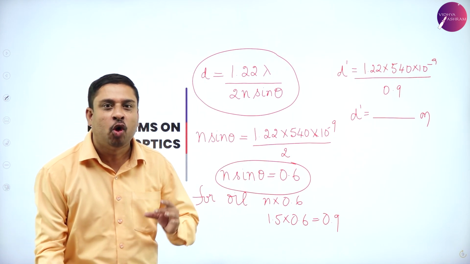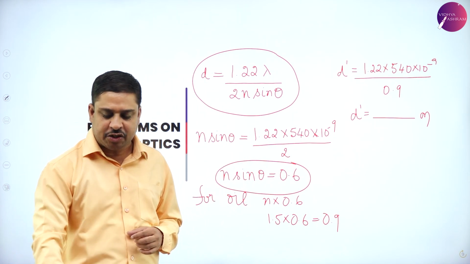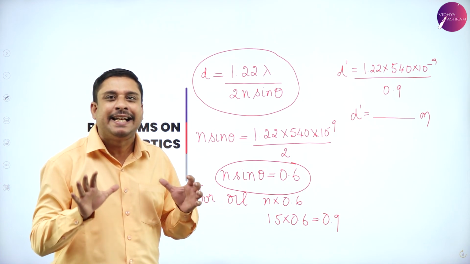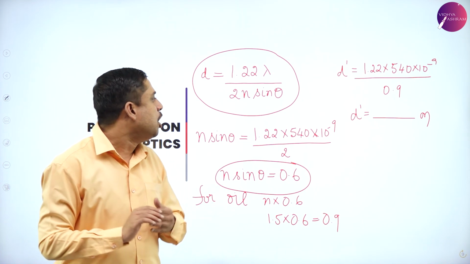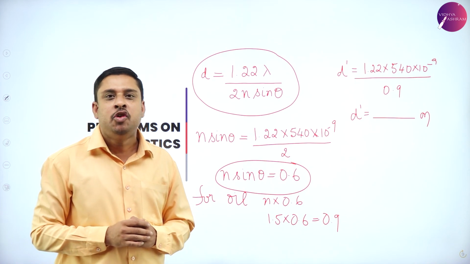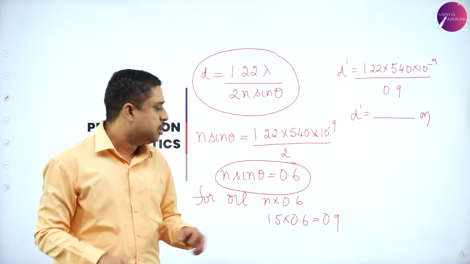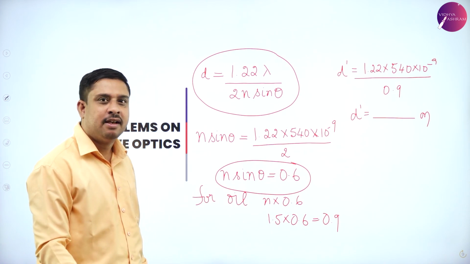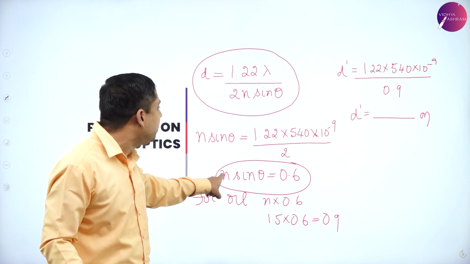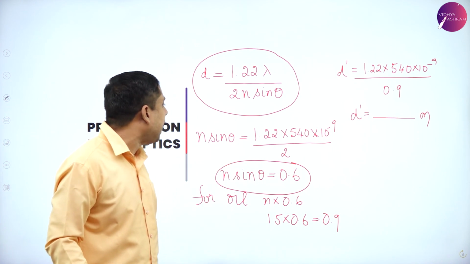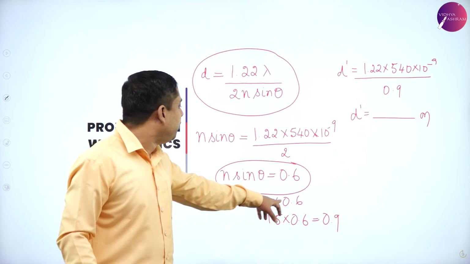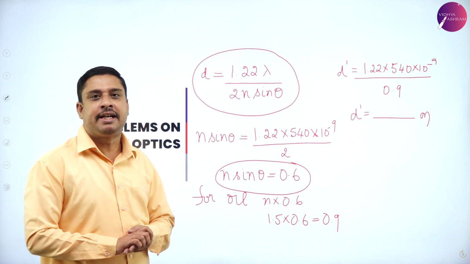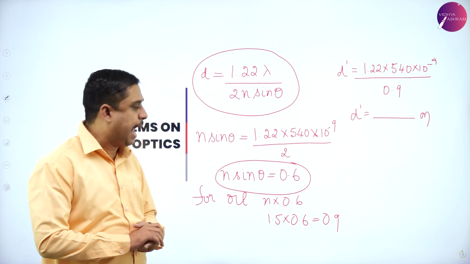So you have to know that n sin theta together is called numerical aperture. So now oil has refractive index 1.5. See, air had 1, so 1 into sin theta, 0.6. Now 1.5 into 0.6, 0.9. That will be the answer.